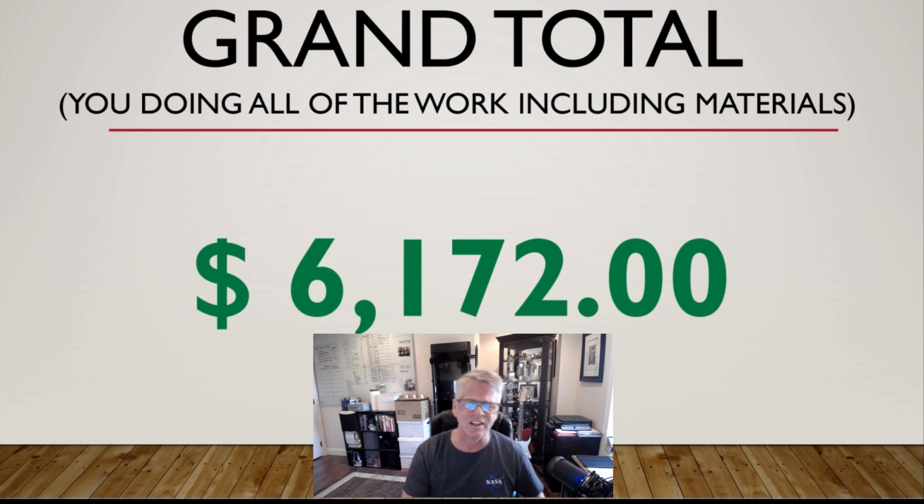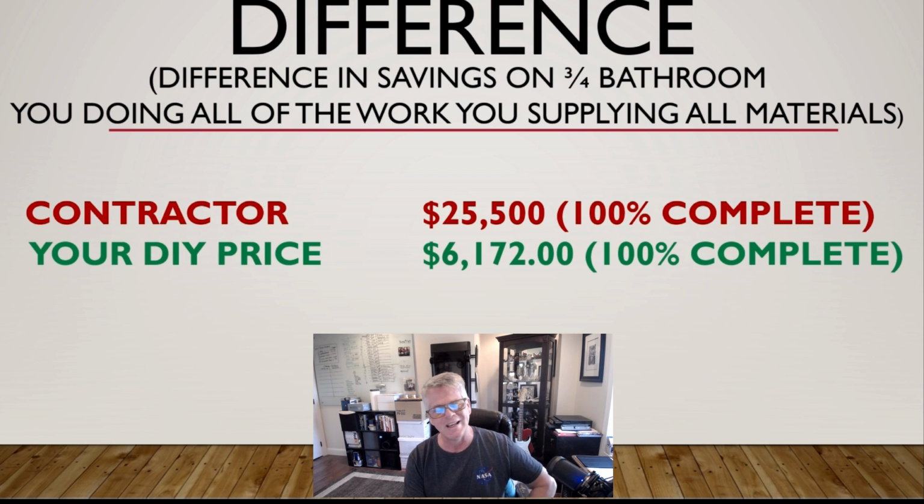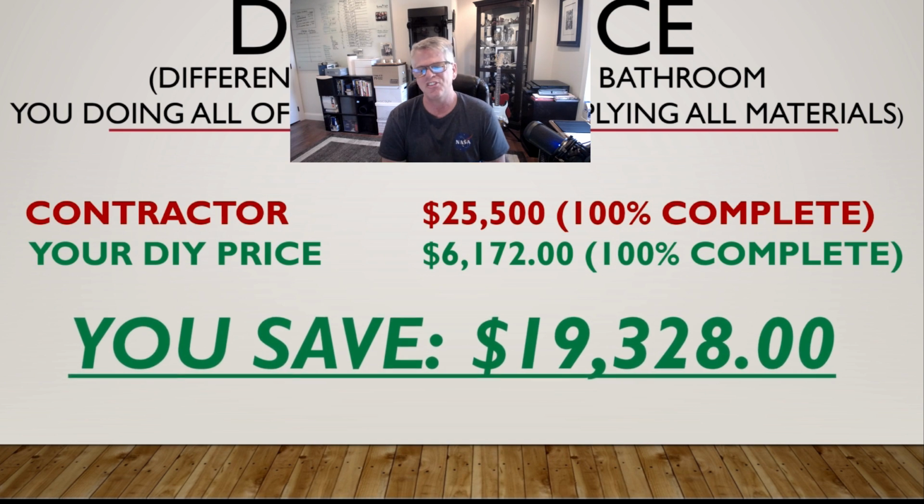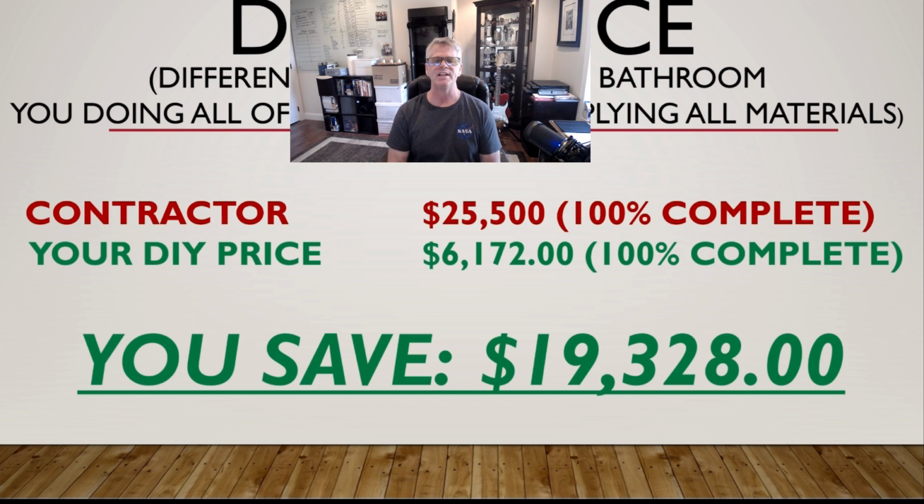That's labor only. That's you supplying everything for the drywall, the electric, and the plumbing. Those would be strictly labor prices. All right, so again, you doing all the work, you buying all the materials, $6,172. That's not a bad price. That's a really good price for another full bathroom in your house. And again, that $25,500 for a contractor, your price $6,172. That's savings of $19,328 or thereabouts, guys. It's going to be close to that. That's what you're going to save if you do this bathroom yourself.